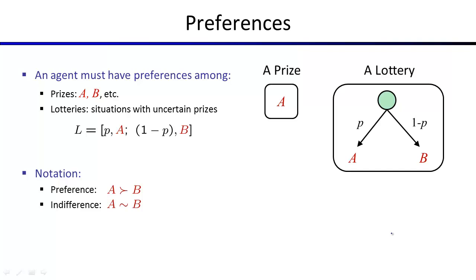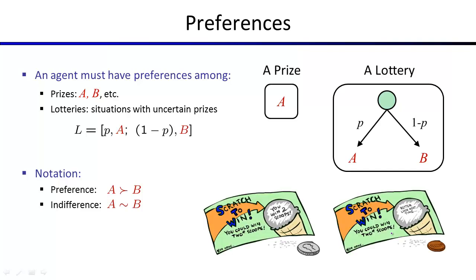So lotteries are a collection of outcomes with probabilities associated to them. In this case, the lottery shown here, L, is between two outcomes, A and B, with probabilities P and 1 minus P. Our notation: we write that we prefer A to B by A greater than B, and A is indifferent to B as A squiggle B. All right, so you have to have preferences amongst these. The question is, are there utilities that encode those preferences?